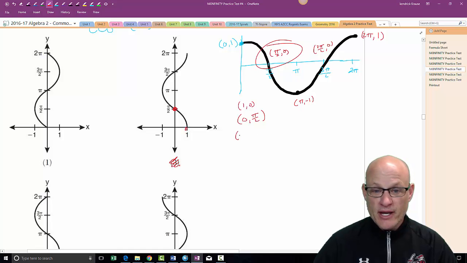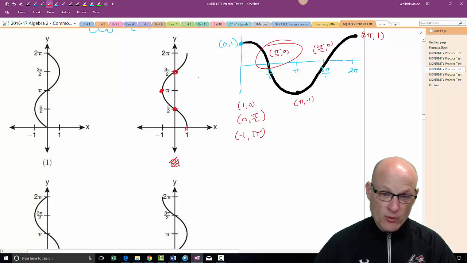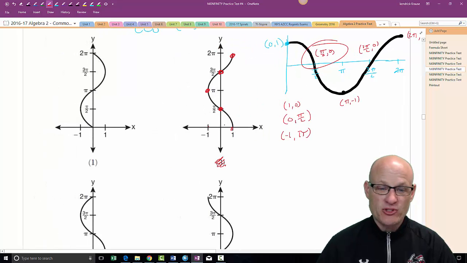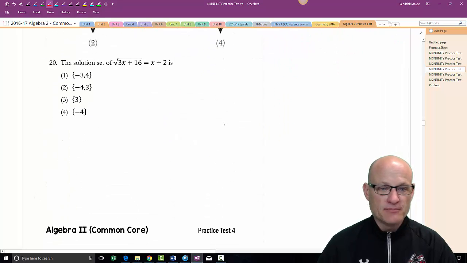Does it also go through negative 1, pi? Oh, let's look. Negative 1, pi. Does it also go through 0, 3 pi over 2? 0, 3 pi over 2. How about 1, 2 pi? 1, 2 pi. There's your inverse. Switch x and y. That's what you need to be thinking about, okay? All right. Again, on this question, you probably just want to stow the answers and check them. We're going to do it the right way. We get the weird thing alone.